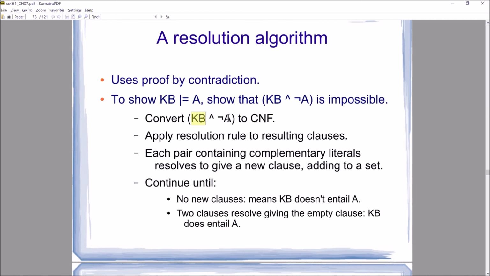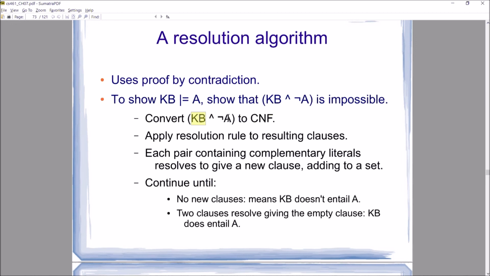Now you repeat all of those steps, applying the resolution rule to the clauses, resolving the complementary literals, and adding the new clauses if they're not already there. You keep doing that until no new clauses can be added. If you get to the point where you can't add any new clauses to your set of clauses, that means that your knowledge base is not able to entail your sentence A.